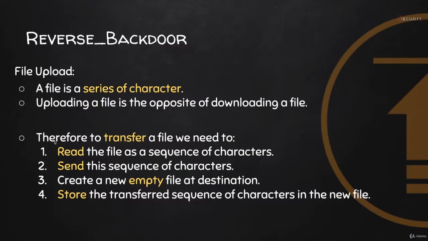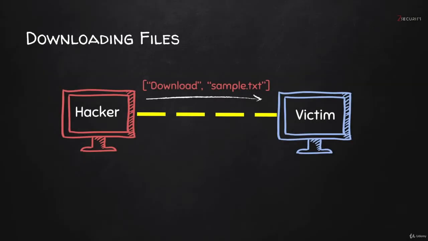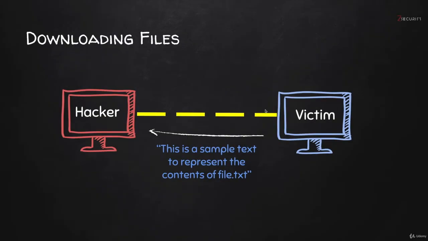Now, there is another difference. When we were downloading a file, we read the user input, we split it based on the space, so it was made up of two elements. The first element was the download, and the next element was the file name. So the victim or the backdoor read sample.txt and then sent us the contents of that file. Then when we received it in here, we wrote it to disk.